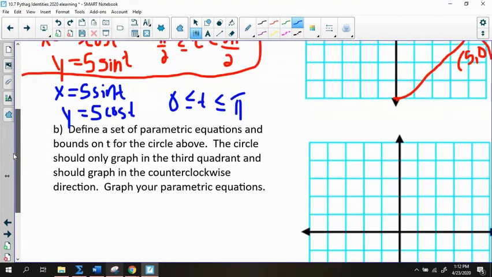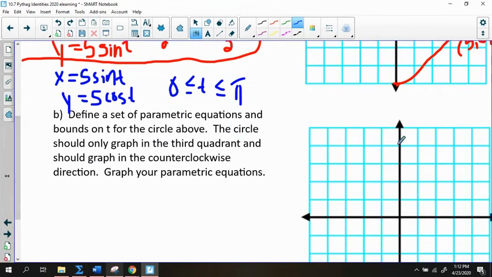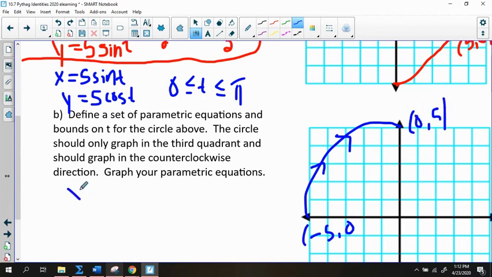Part B says you only want the circle to be graphed in the third quadrant. So, oops, this part of it, we want it to go counterclockwise. Okay, so that means we want to start at -5, 0 and end at 0, 5. So if I want to start at -5, 0, in my head, I'm thinking of, well, if I make it be -5 cosine, and I start my time at 0, so cosine of 0 is 1 times a -5 gives you -5.